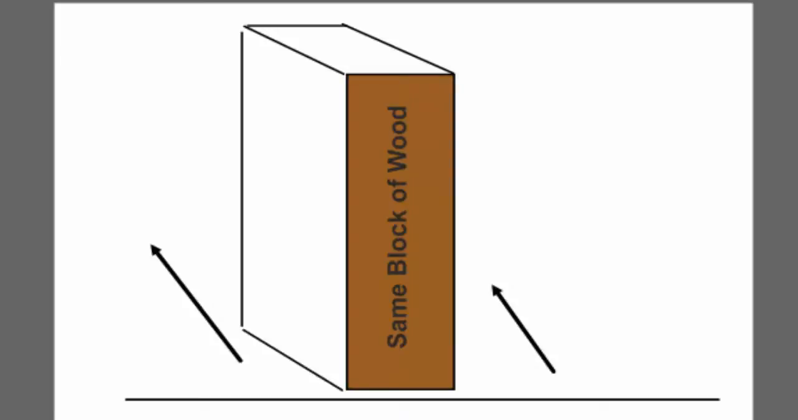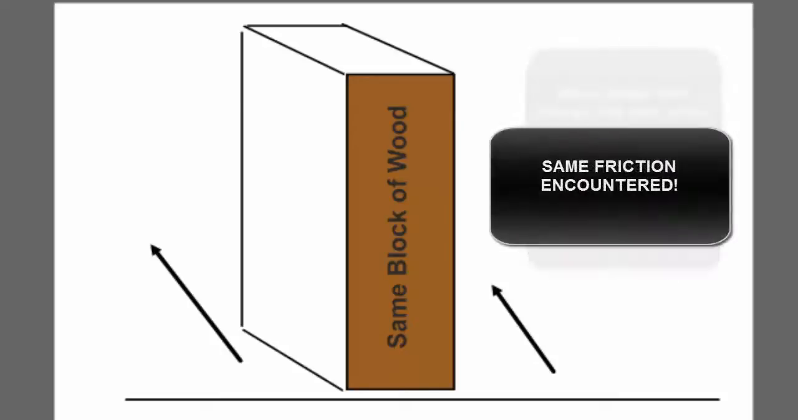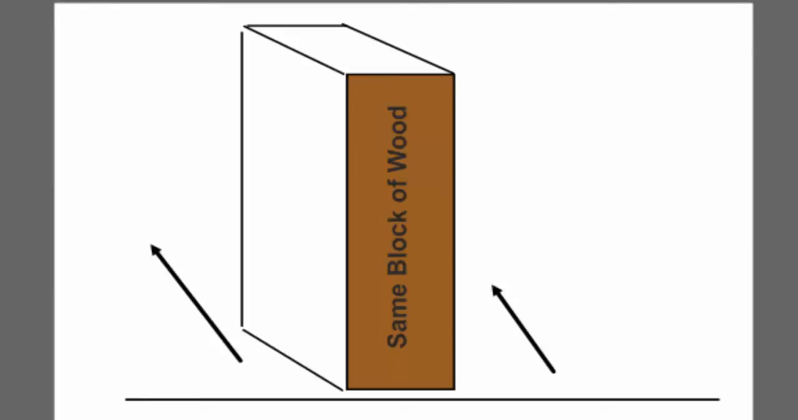In the first scenario, you're encountering more ridges and valleys, but less weight of the wood on top of each ridge and valley. In the second scenario, you are encountering fewer ridges and valleys, but you are digging deeper into them. So you're actually going to have the same friction if you calculate it out, which you could do using things like spring scales that can measure force pulling an object across a surface, and we'll be doing that in our class.